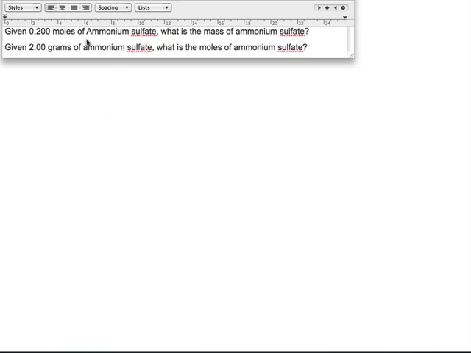Okay, we have two basic stoichiometry problems here. First question asks, given 0.2 moles of ammonium sulfate, what is the mass of ammonium sulfate? So the first step is we need to determine the chemical formula of ammonium sulfate, which is basically ammonium sulfate.